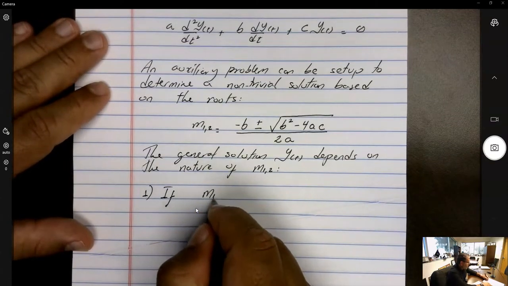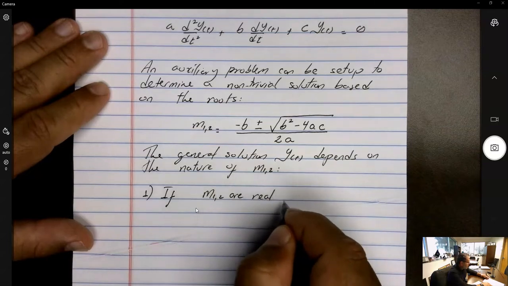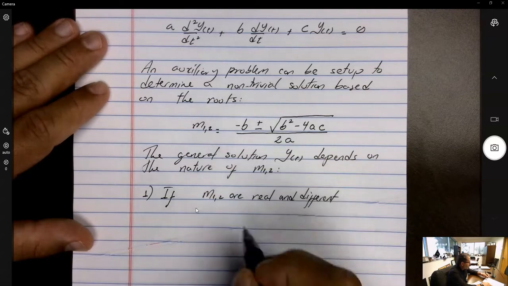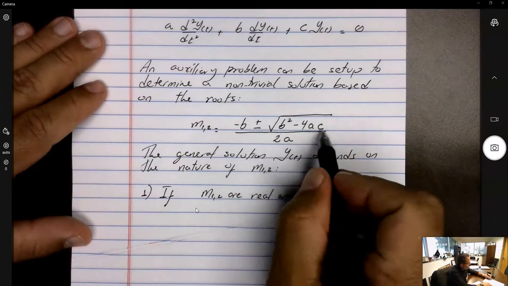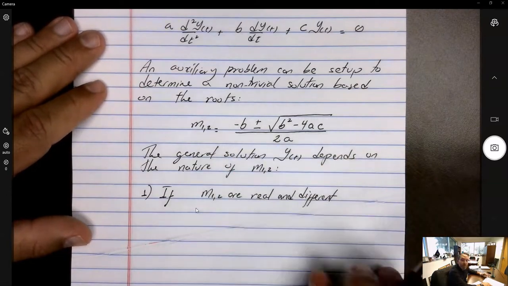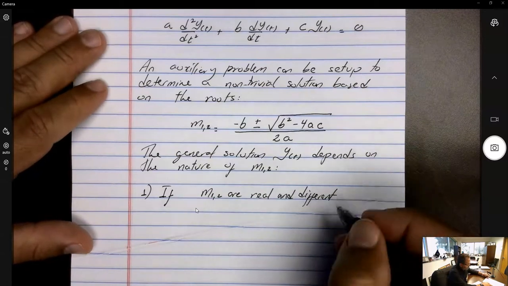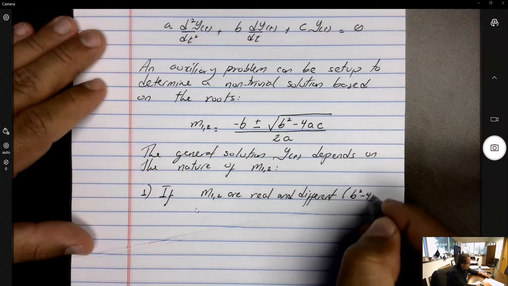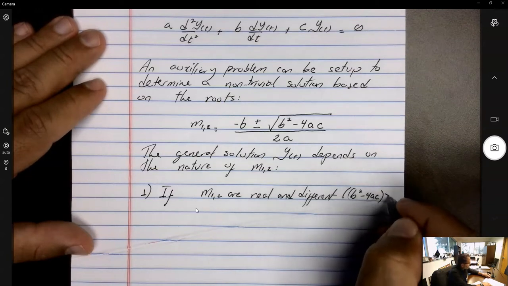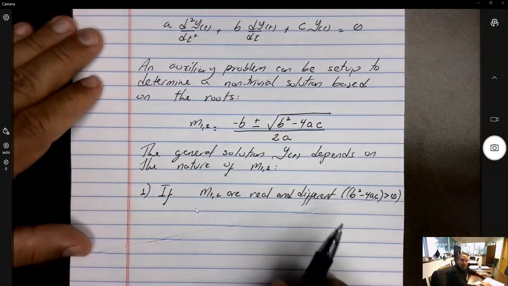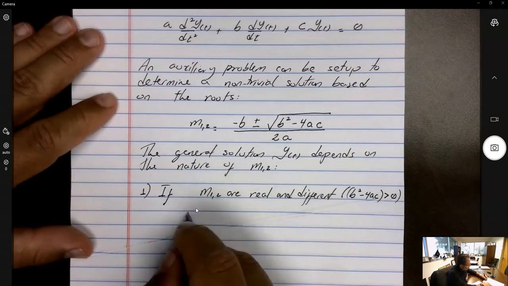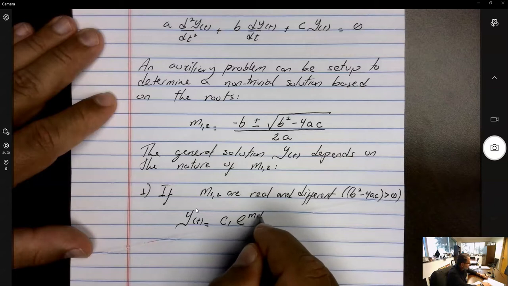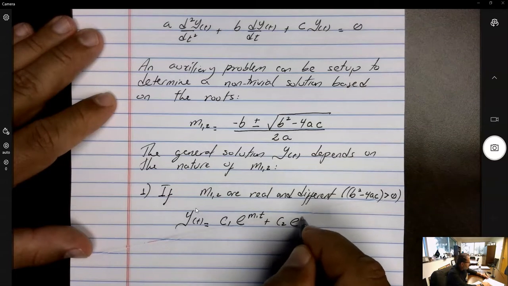So if m1, m2 are real and different, so if both m1 and m2 are real and they're different from each other, that means that that number is not 0. If this number is 0, then the two roots are repeated, minus b over 2a, they are the same. So basically, if b squared minus 4ac is greater than 0, so if that argument in the square root is greater than 0, then the solution y of t would look like c1 times e to the m1t plus c2 times e to the m2t.